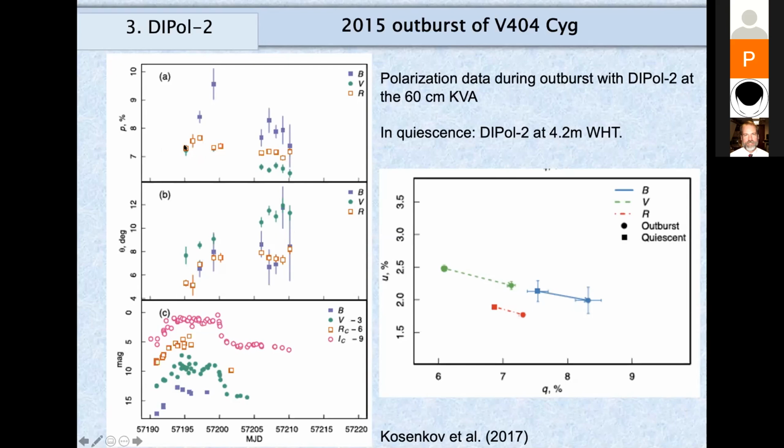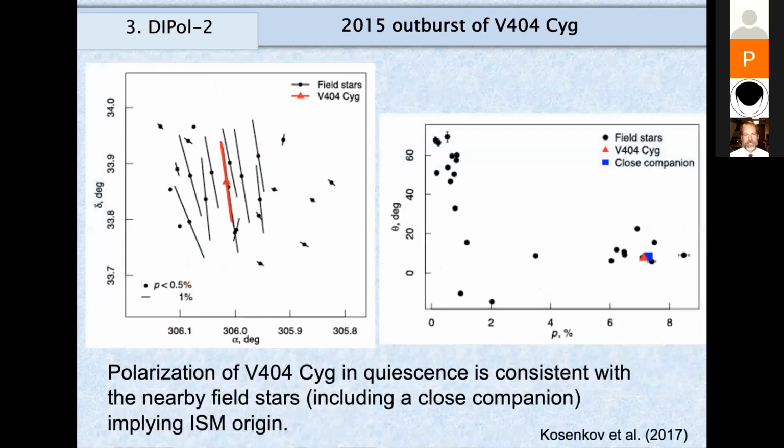We see that there is some variability, certainly in the B band. What we have noticed, on the UQ plane, is that the polarization changed from the outburst to quiescence. So there are very significant changes. Obviously in quiescence there is some intrinsic polarization related to the object. It's not only of interstellar origin, but if you look at the field stars, you see that most of this polarization, unfortunately, is of interstellar origin.